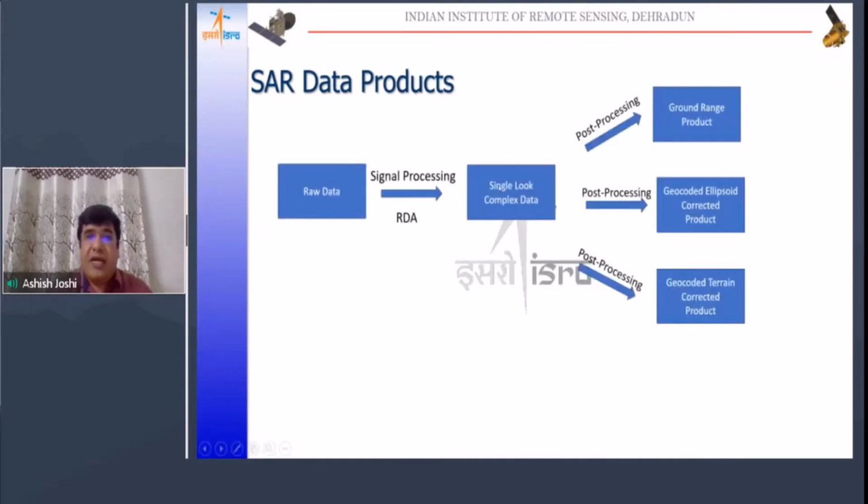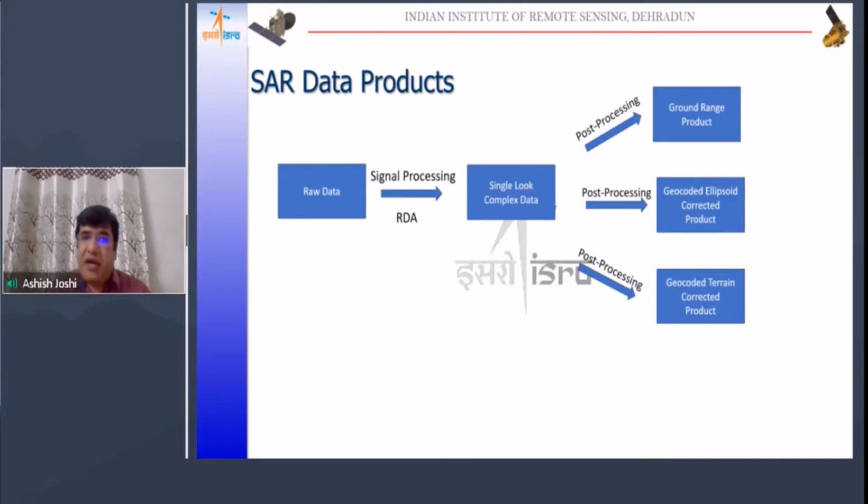So this is the entire chain of the SAR data processing. If the SAR raw data is available, then we can apply the signal processing algorithms, like the range Doppler algorithm, to focus the raw data to the single look complex data. This is called the level 1 data and this is called the level 0 data. After we get the level 1 data, we can do the post processing to have the ground range product, geocoded ellipsoid corrected product, and geocoded terrain corrected product. So we have different levels of products and different levels of data processing.